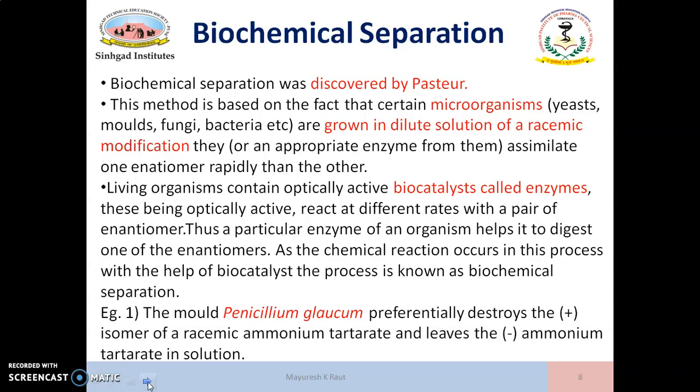The third method is biochemical separation. This method was discovered by Pasteur. In this method, microorganisms are grown in dilute solutions of racemic modification. We know that living organisms contain optically active biocatalysts called enzymes. So, using Penicillium glaucum, we can separate out the crystals of ammonium tartrate.